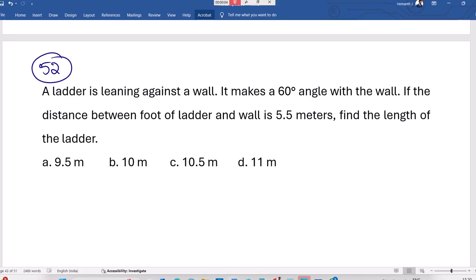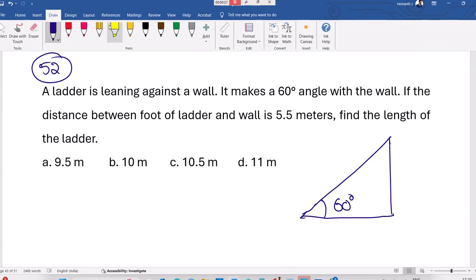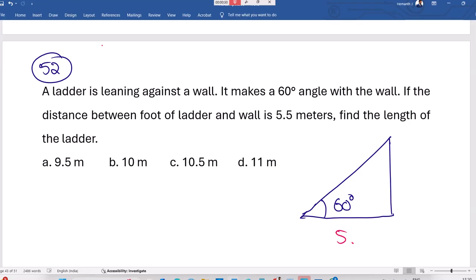52. A ladder is leaning against a wall, making an angle of 60 degrees. So we have a wall. This ladder is creating a 60 degrees angle. This type of questions, many are given. We can find that going forward. Now the distance between foot of a ladder and wall is 5.5 meters. So this distance is 5.5. Now the question is regarding the length of the ladder. Length we need to calculate.